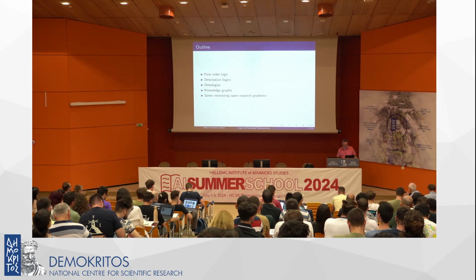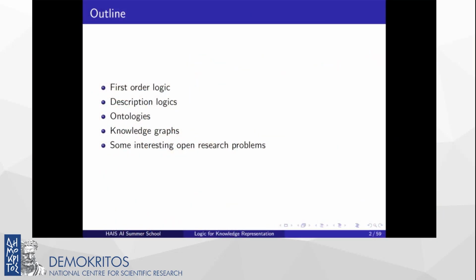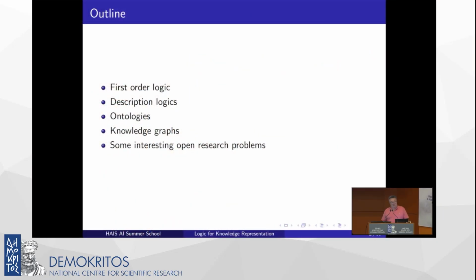So my talk, the outline is I will introduce first-order logic, probably the most famous logic that we can use in AI, then description logics, and then I will talk about ontologies and knowledge graphs, that are essentially, let's say, practical things that are based on logic or are somewhat based in logic. And I'll close with some open research problems that have to do with knowledge graphs only. I'm not giving the whole picture for everything, so I will just conclude with some open research problems.